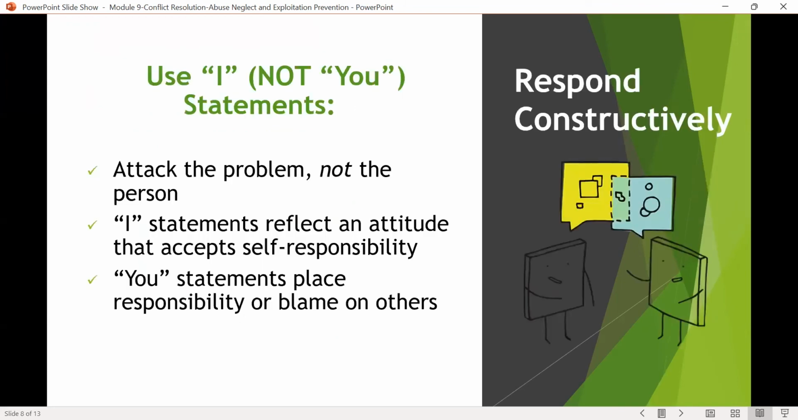The third tool for responding constructively is using I rather than you statements. For example, saying, I am upset that you did not show up on time, rather than saying, you make me so mad when you show up late. Can you see the difference? I statements attack the problem, not the person. I statements reflect an attitude that accepts self-responsibility. You statements place responsibility or blame on others.